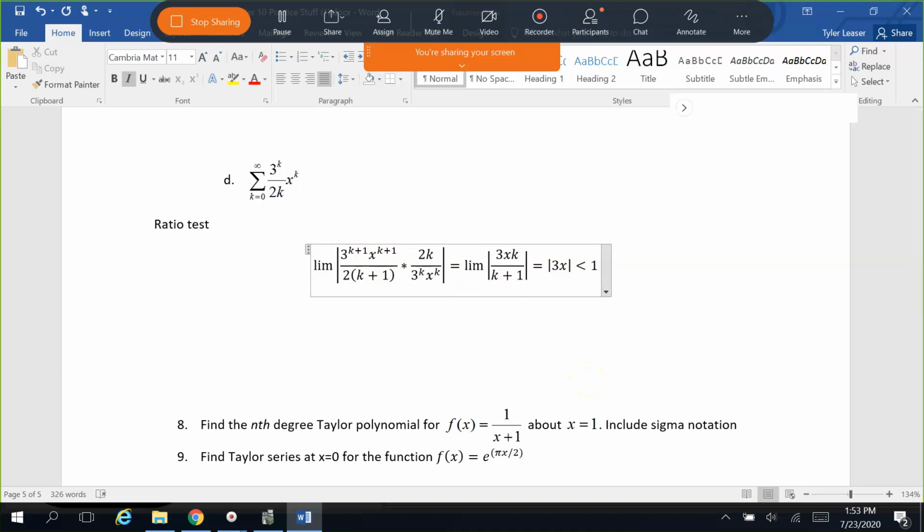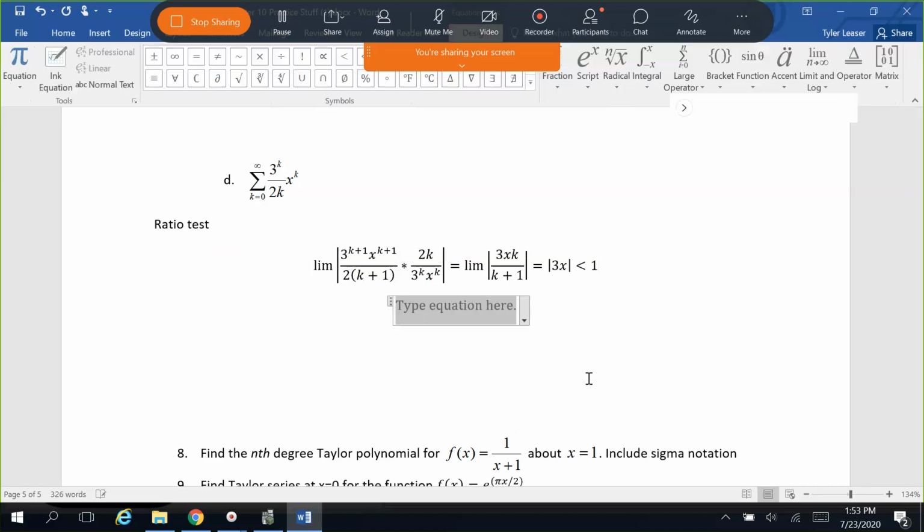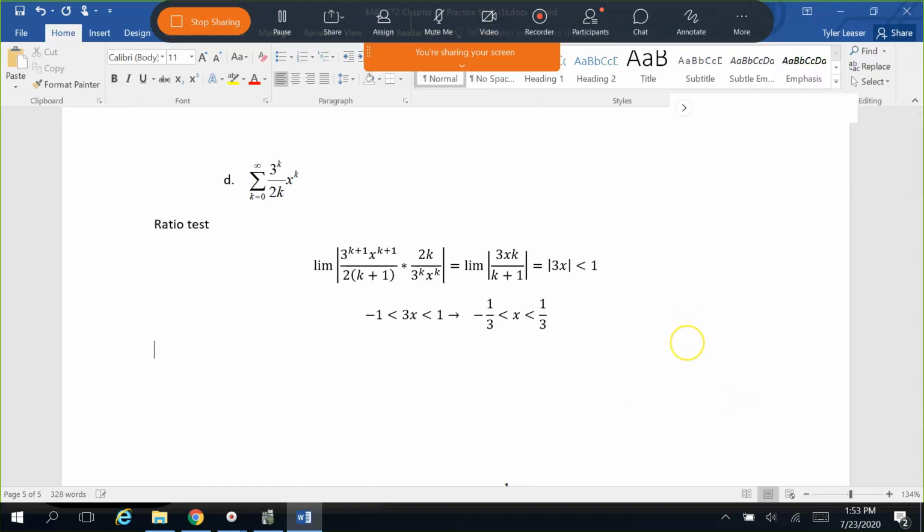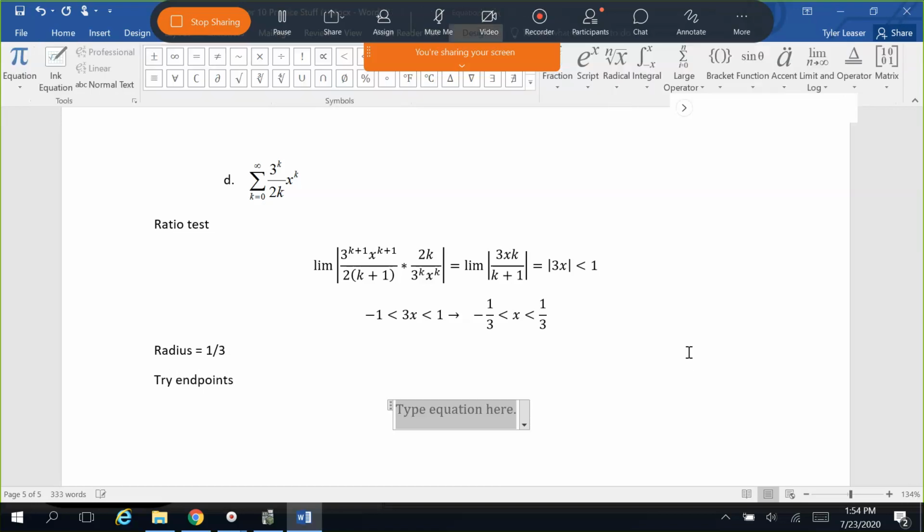Again, we want that to be less than 1 for this to converge. And we're going to squeeze that between negative 1 and positive 1. Divide by 3, and we get negative 1/3 is less than x is less than positive 1/3. Automatically, that tells me that my radius is 1/3. We're going to have to do a little bit more work for the interval. So for the interval of convergence, we have to try the endpoints. Let's first try x equals, let's just do the negative 1/3.